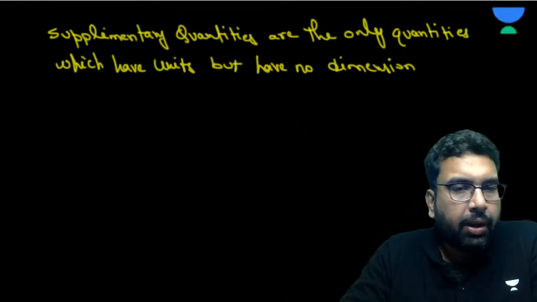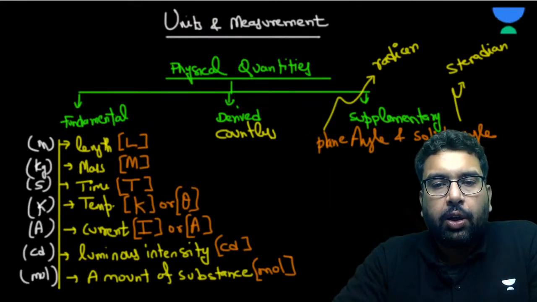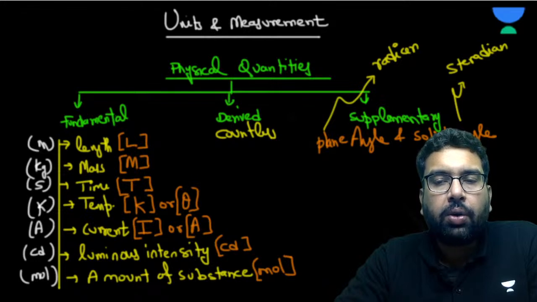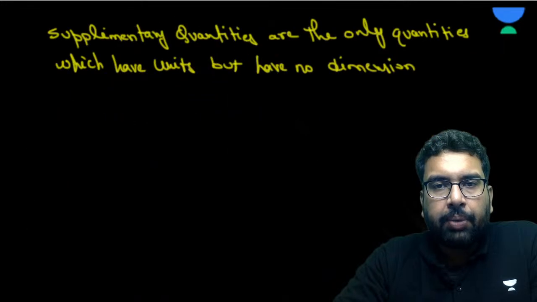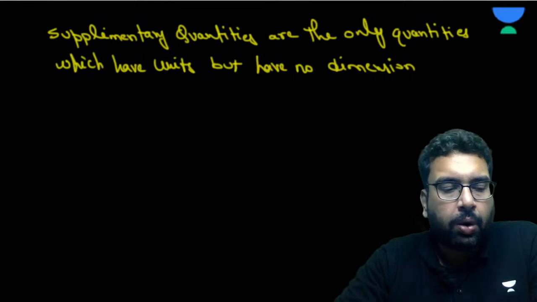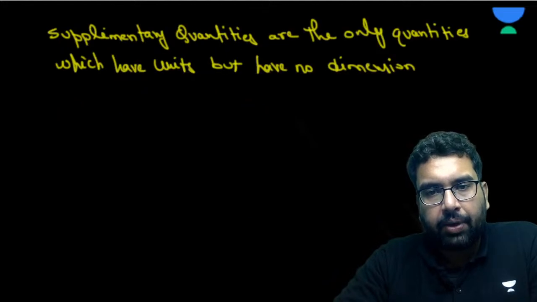Are you getting my point? Having no dimension, what is the meaning of it? It means that these quantities are not represented in terms of any of the fundamental quantities we have stated just now. Understood? So supplementary quantities are the only quantities which have units, but they do not have any dimension. I hope it is fine to everyone.